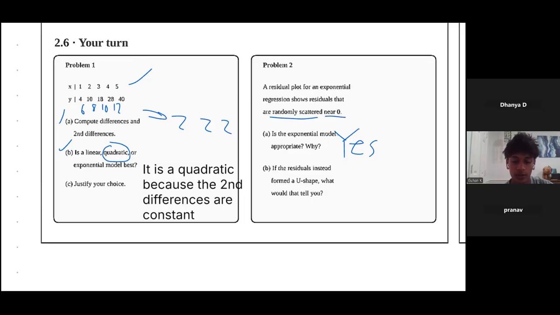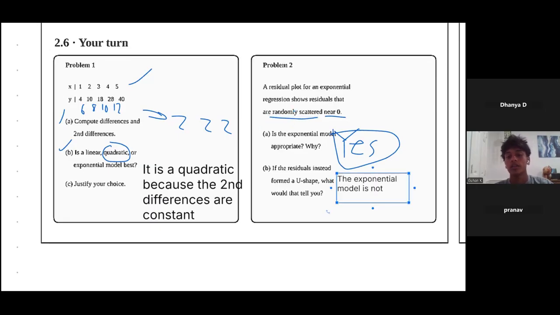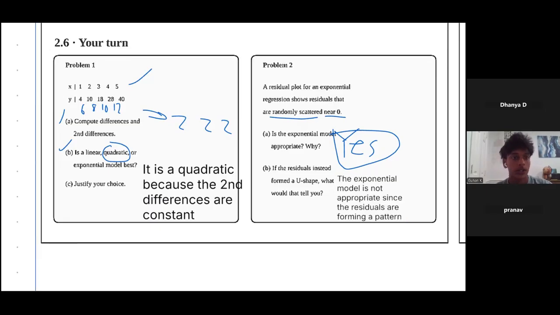Now, if these formed a U shape, then it would tell me that the exponential model is not appropriate since the residuals are forming a pattern. Remember that if the residuals form a pattern, then the actual function is not going to be appropriate.